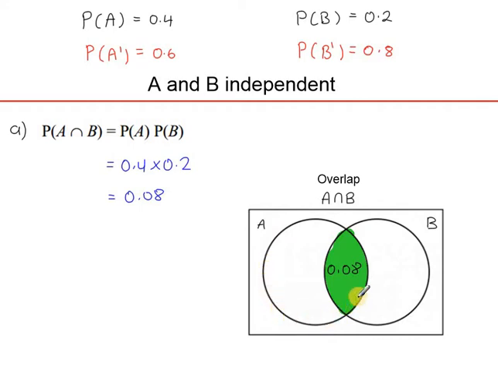This circle represents the probability of A, which is 0.4. So if this is 0.08, then this side will be 0.4 minus 0.08. And likewise, this circle represents B, and the probability of B is 0.2, so 0.2 minus 0.08 will give us the probability on this side. And inside the rectangle is our sample space. All of the probabilities inside the rectangle add up to 1. So the missing probability here is 0.48.